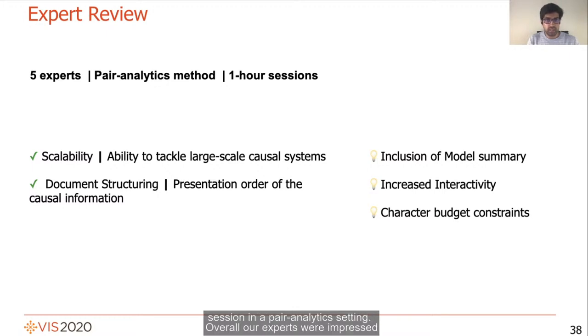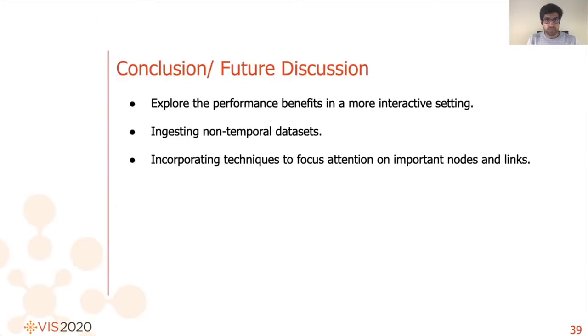Overall, our experts were impressed with how the narrative augments the causal graph in the system, especially to tackle large-scale causal systems, while also lauding the presentation order of the causal information being presented. However, they also suggested making the narrative more robust by including a model summary of the underlying causal model, putting character level constraints on module lengths, and increasing interactivity through features like hyperlinking.